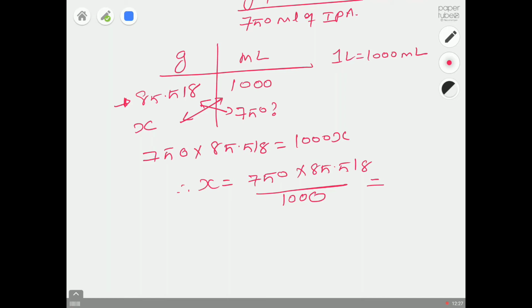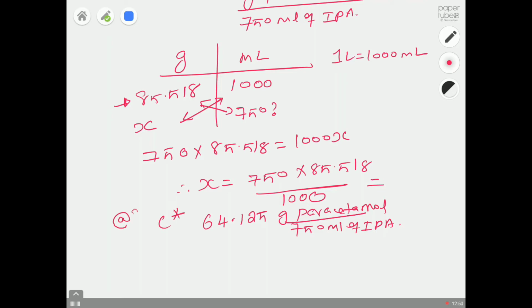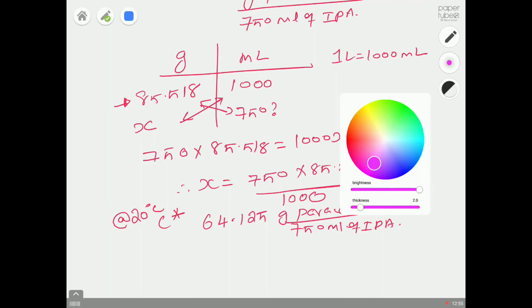I think I calculated this value already. So this value should be equal to 64.125 grams of paracetamol per 750 ml of isopropanol solution. Hope you all are following. So this is your solubility at 20 degrees centigrade. So I think now we have enough data to calculate the supersaturation ratio.